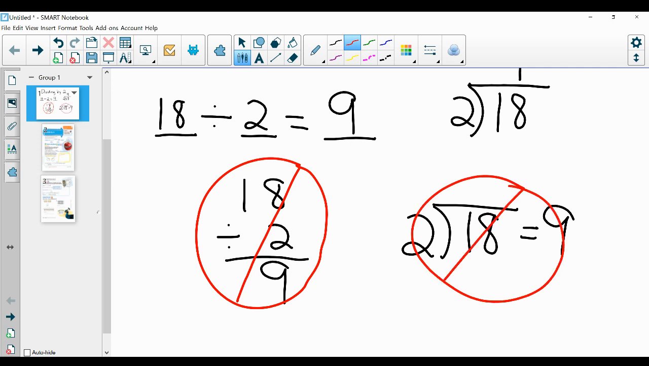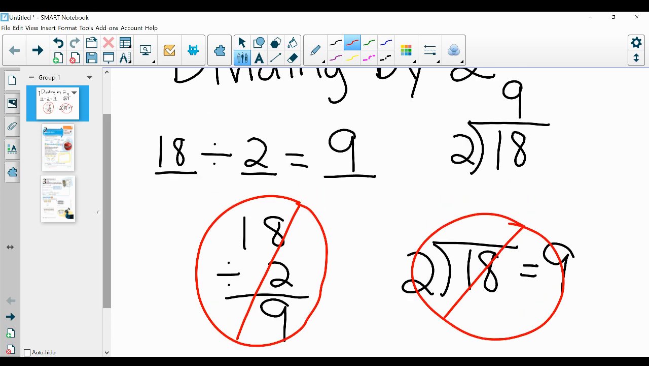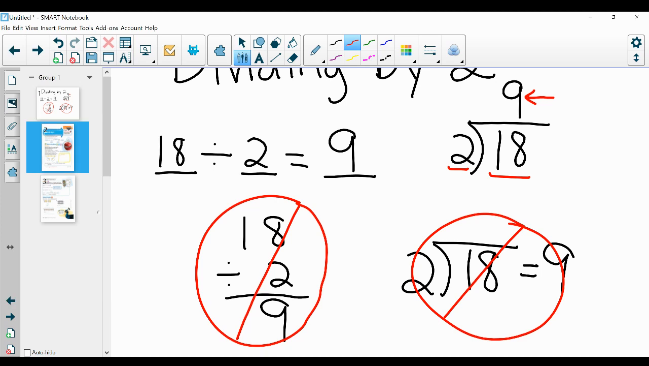Now, when you're older, your adult will probably say 2 goes into 18 9 times, but the way that 3rd graders should think about this is, how many 2's in 18? There are 9 2's in 18. So when you're thinking about the division box, think, how many of this in this number? And this will be how many there are. Okay, so let's move on now with our work for today.